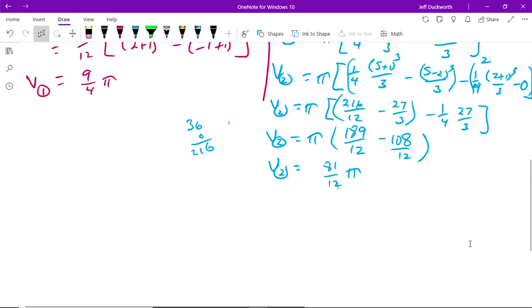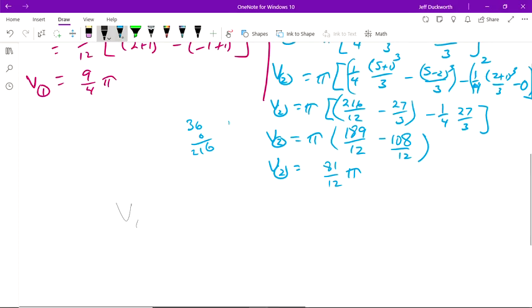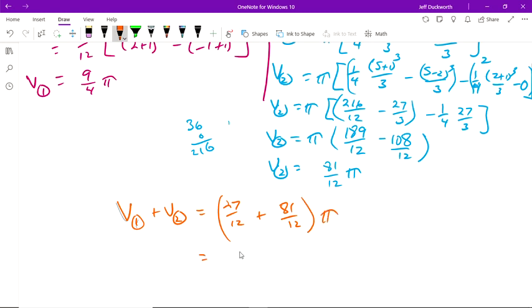So when we add them together, V1 plus V2 is equal to 9/4, which is equivalent to 27/12. And then we have 81/12, and that's all times pi. So 108 over 12, and that's just 9. So this is our volume. Volume equals these two together. So our volume is 9 pi via a long and winding road.